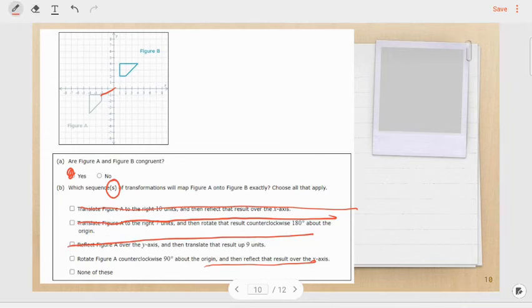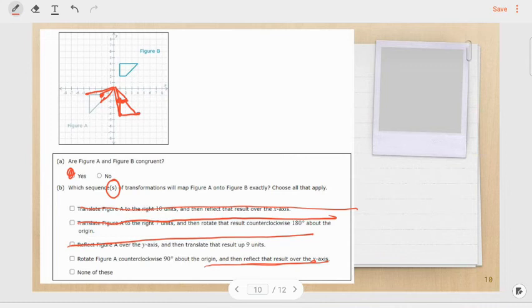So my last option is rotating it counterclockwise 90 degrees. That means it moves to this quadrant, and then it says, and then flip over the x-axis. So this is a possibility. Let's check it out. If I want to rotate this 90 degrees, I'm going to take this point right here and rotate it 90 degrees to here. This point gets rotated 90 degrees to here. This point gets rotated 90 degrees to here. So it's looking pretty good.